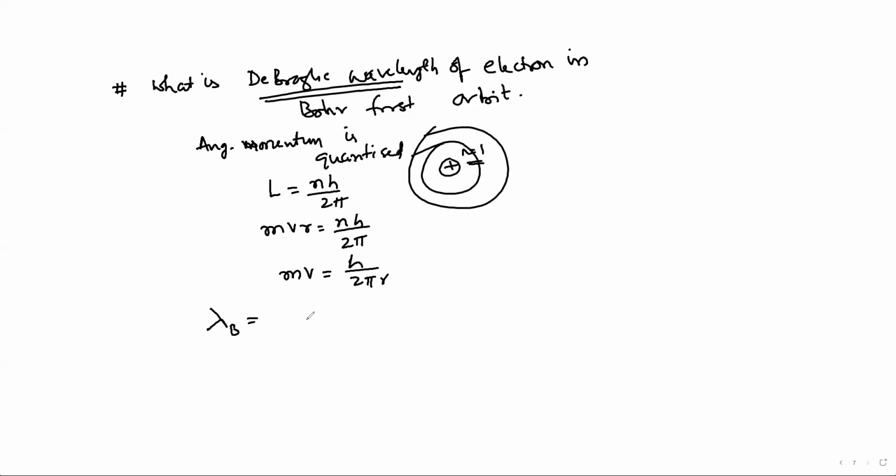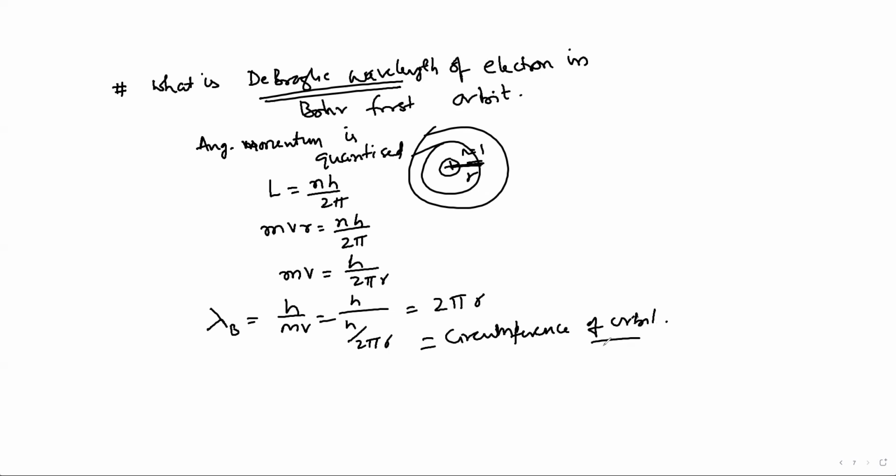Now, the de Broglie wavelength is h by mv. So h divided by h by 2 pi r equals 2 pi r, where r is the radius of the orbit. This is equal to the circumference of the orbit. These types of questions are also asked. Maximum questions are related to the relation between lambda, mass and energy. I take one more question related to this, which was asked in a previous year.